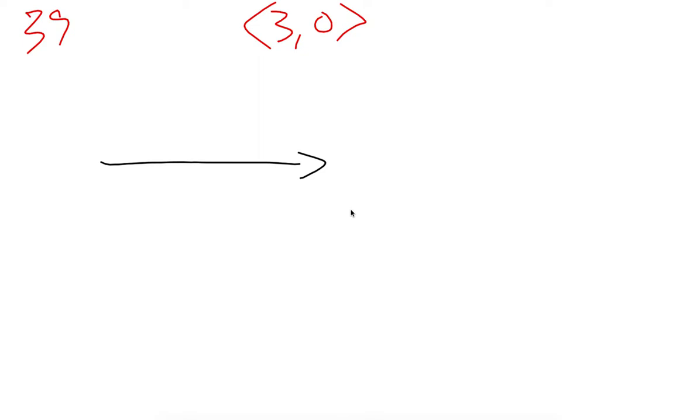This should help you with number 39. So number 39 is asking for a unit vector in the direction of this vector. We haven't talked about that yet.